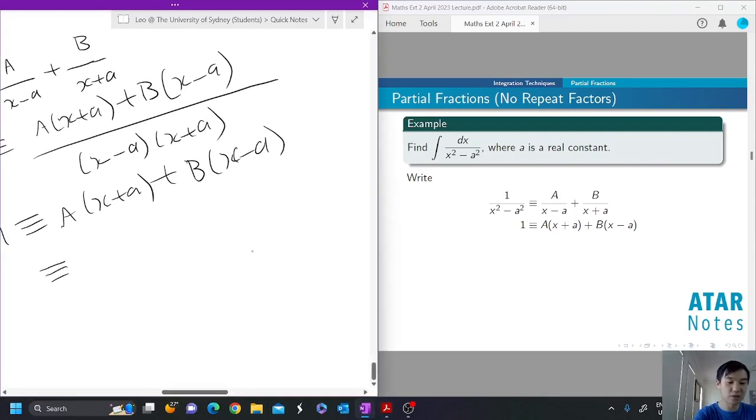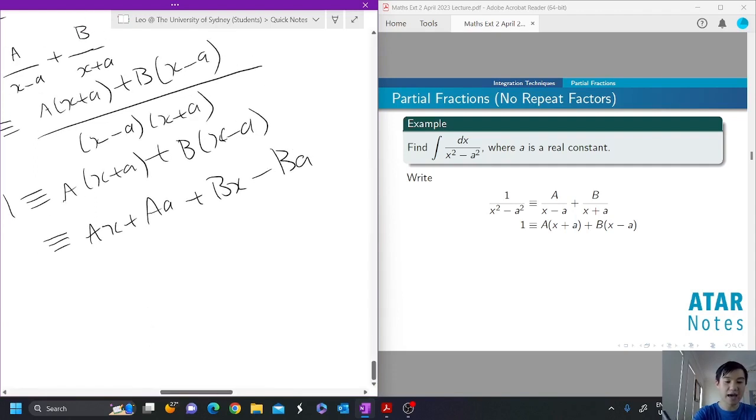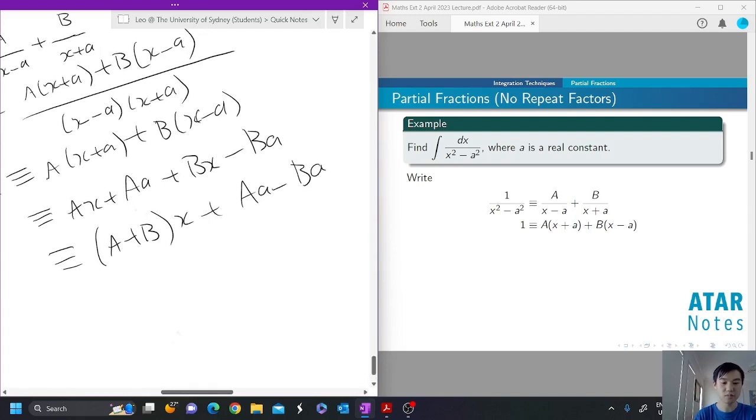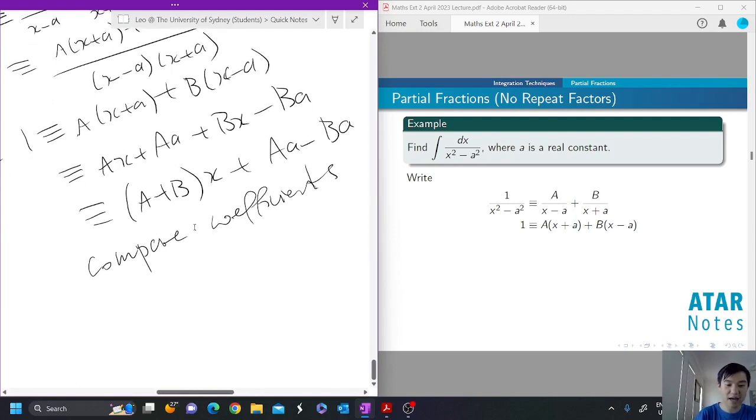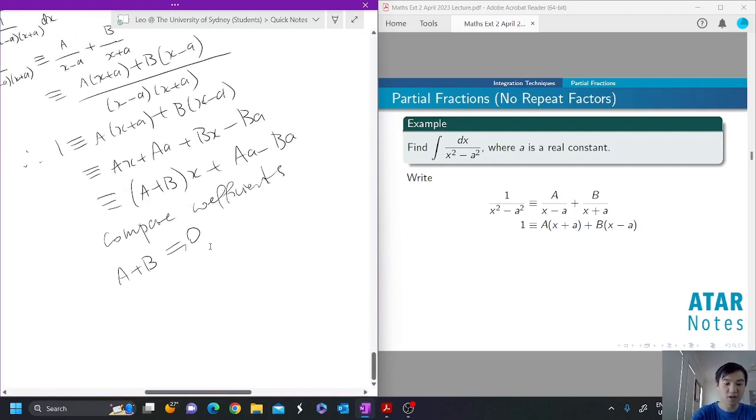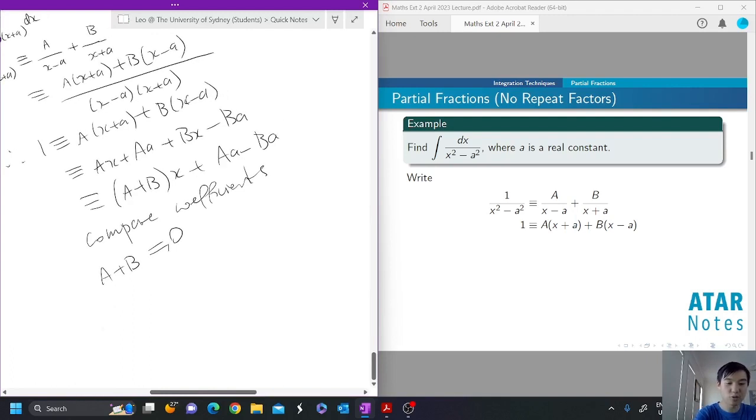So this is identically equal to Ax + Aa + Bx - Ba. So I can group the like terms together. So this is the same thing as (A + B)x + (Aa - Ba). Notice that on the left-hand side, we don't have a term for x, which means that A + B must be equal to 0, because the coefficient of x on the left-hand side is 0. There's no x term. And also, we know that Aa - Ba, the constant term, is equal to 1, because the constant term on the left-hand side is equal to 1.